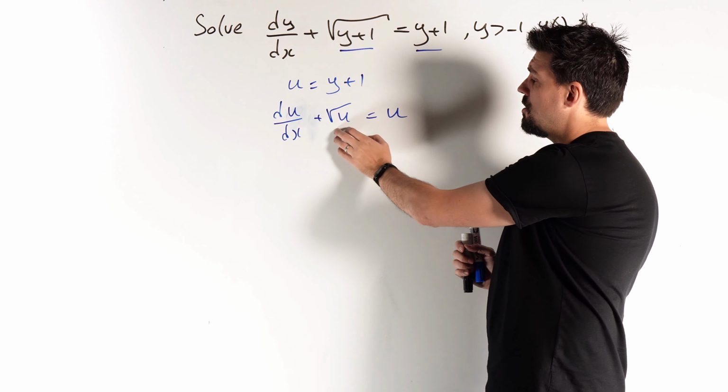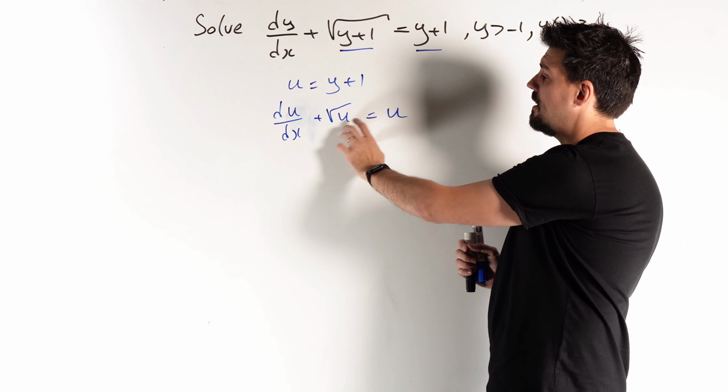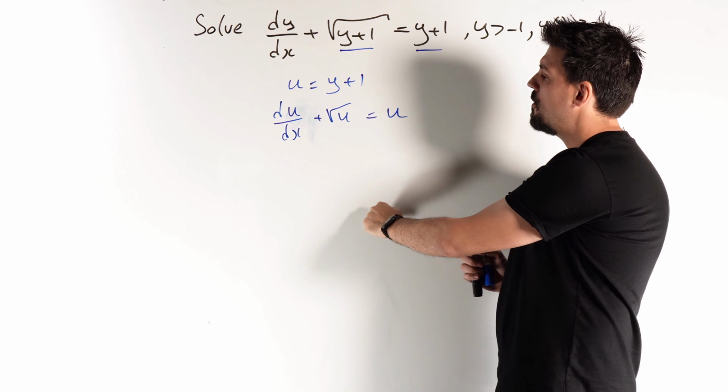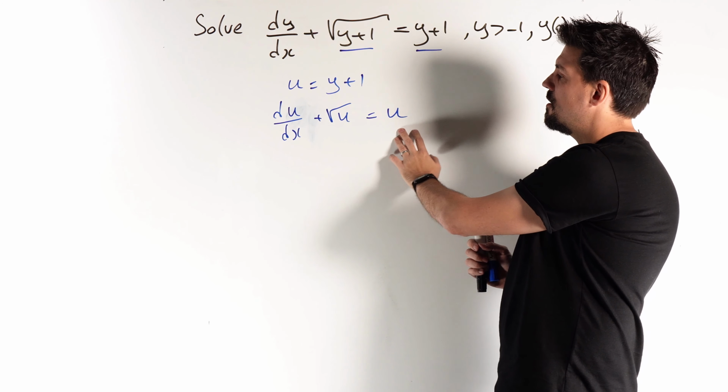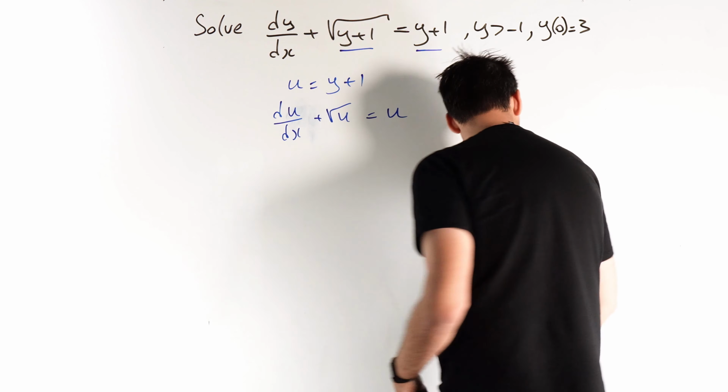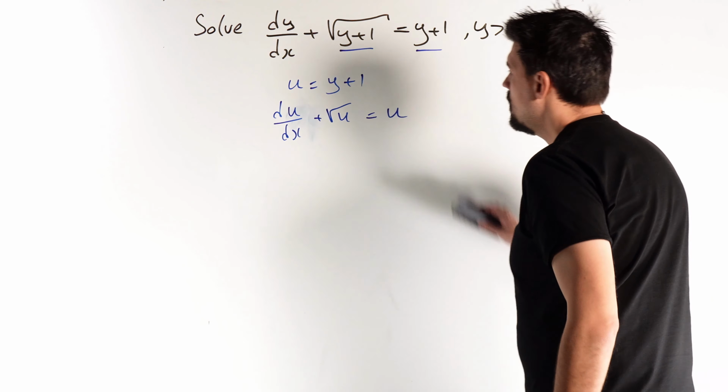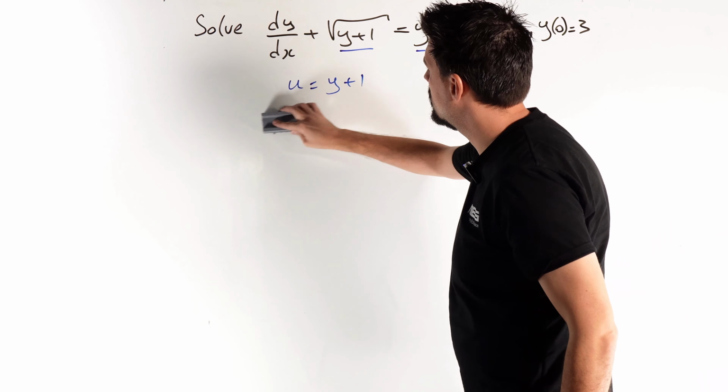I can't do an integrating factor because I need just a u here. Could swap them over, I suppose. But then I want a function of x on this side, and it's just terrible. It's just a terrible idea. Okay, nice try, sucker. Let's try something else.